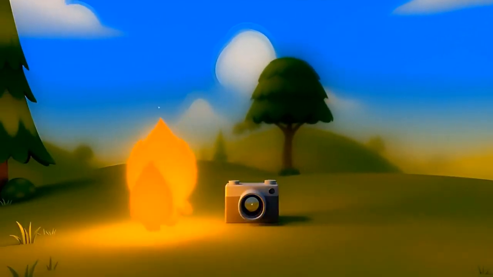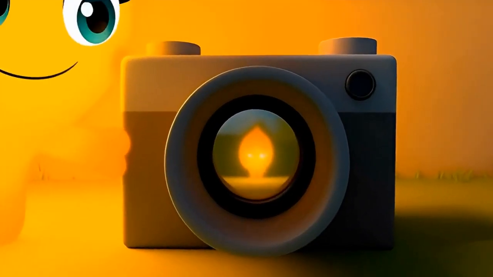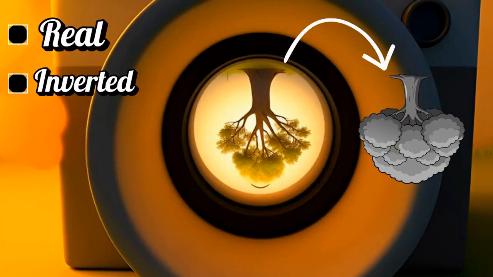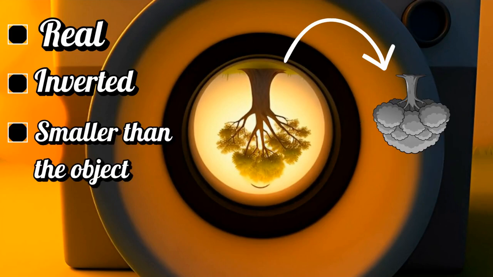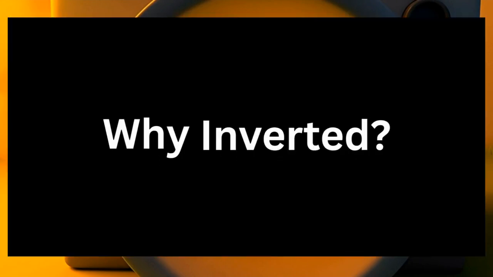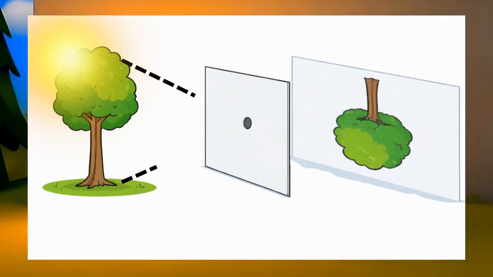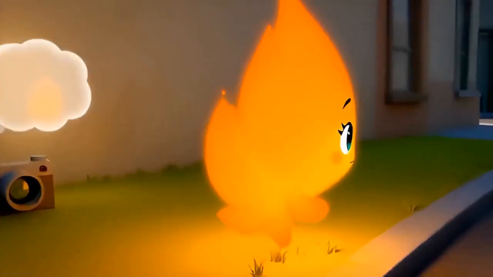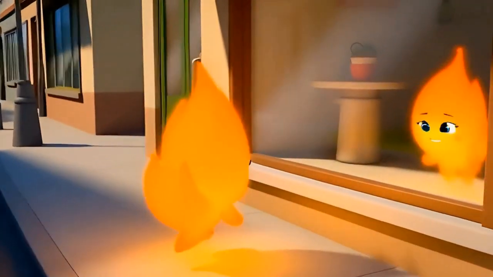A pinhole camera proves my straight line travel. The image formed by a pinhole camera is real, inverted, smaller than the object, colored. Why inverted? Because light rays from different parts of the object travel straight and cross at the pinhole. Nothing bends, nothing cheats. One last idea. Miss this and mirrors will trick you.